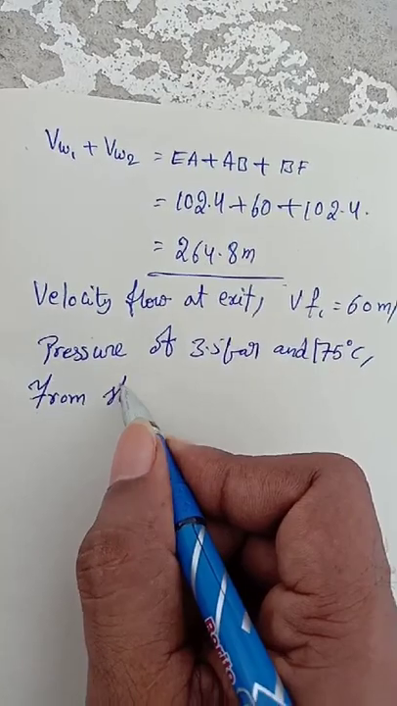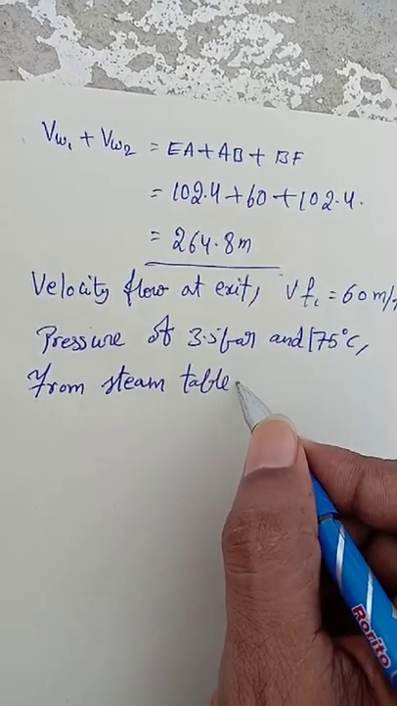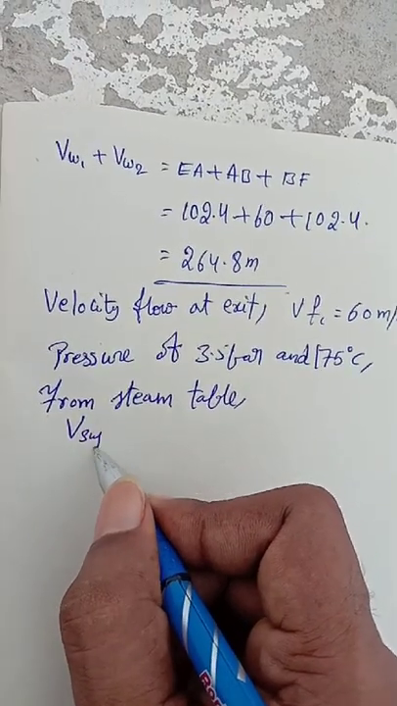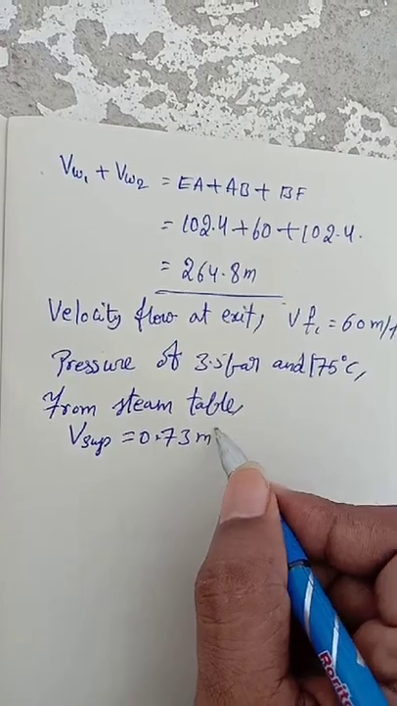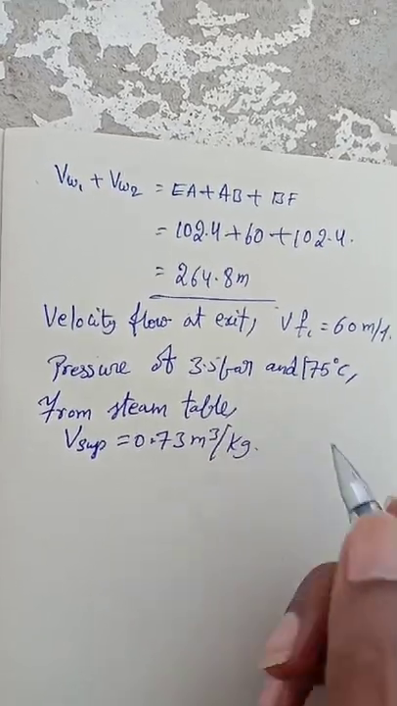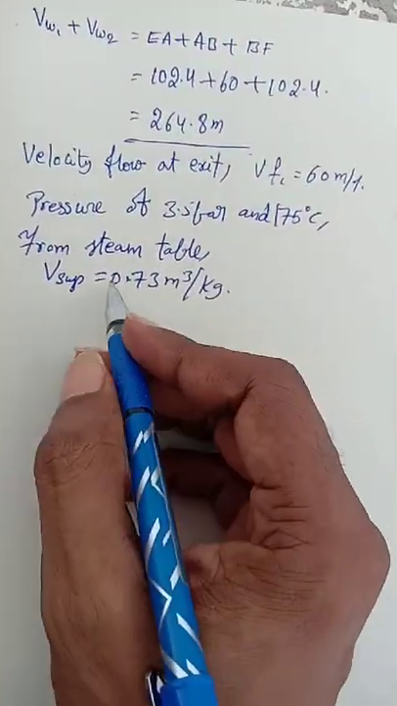So we go for steam tables. From steam table we take supersaturated volume here 0.73 meter cube per kg. What is that? Volume, super volume.